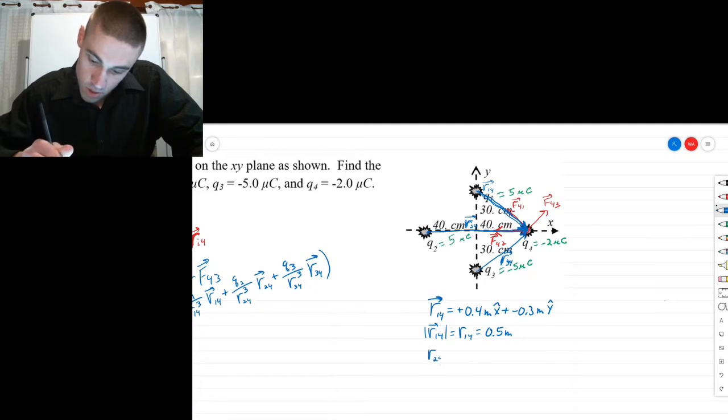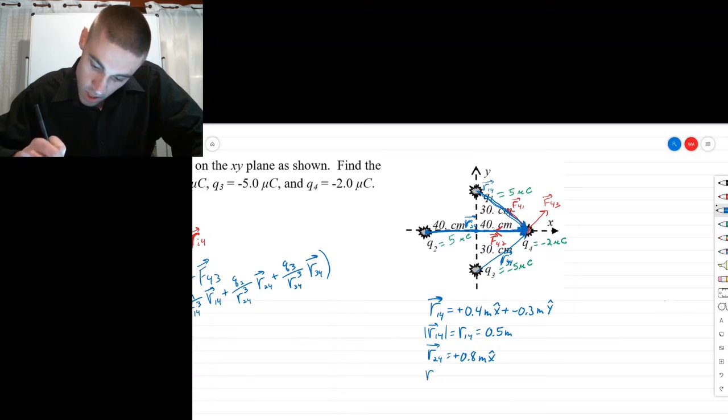Now, what about R24? Well, R24 extends from this guy here, and it goes over to Q4. That's just plus 0.8 meters in the x hat direction, right? 40 centimeters to the origin, and then another 40 centimeters over to Q4.